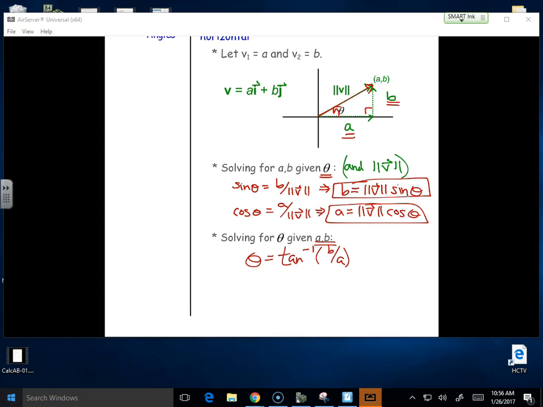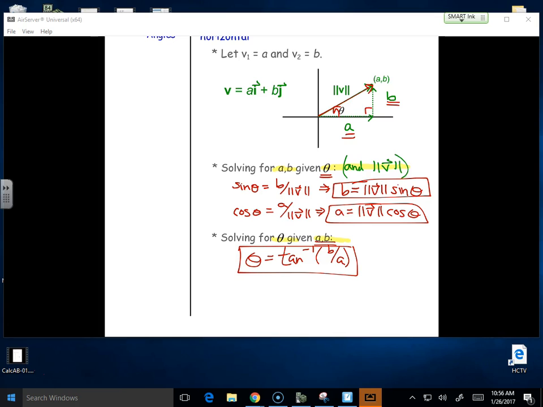Oh, I don't know, just trigonometry. But what do they let us do? Go from magnitude and direction form to components, or go from components to magnitude and direction.